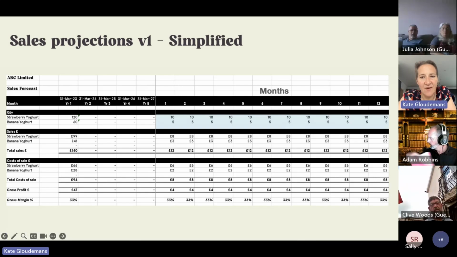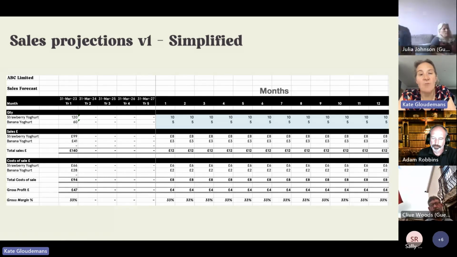And this is a simplified version, and it just assumes that you sell a consistent quantity at a set price and a set cost. In reality, we know that would never be the case. We'd expect to see seasonal trends, we might see growth, but this is just for context to show you how your projections would differ and which one's going to be more likely to be accurate.